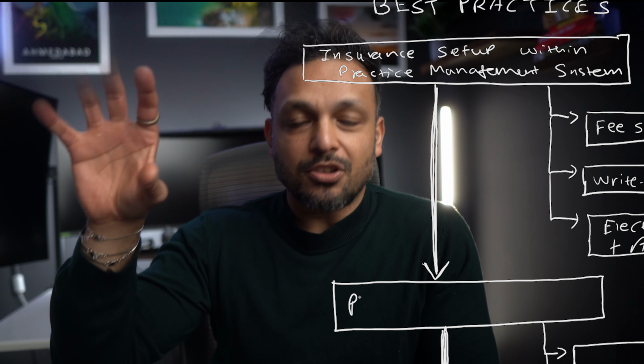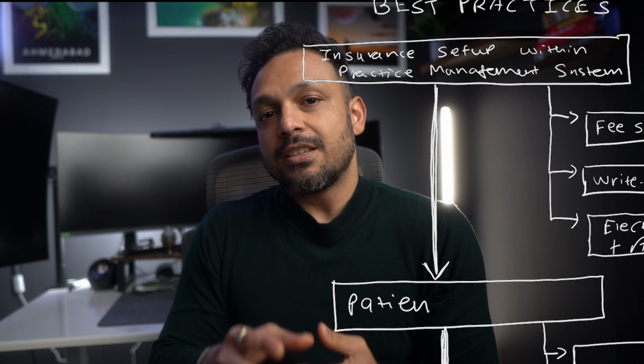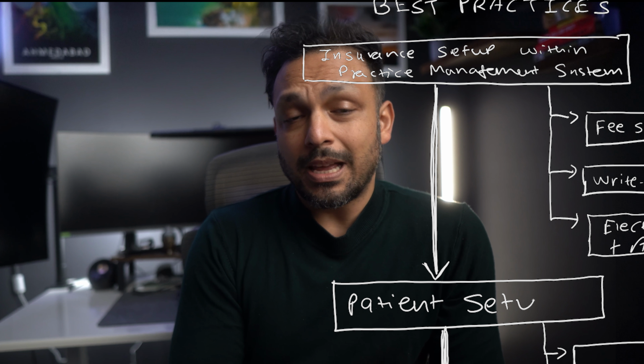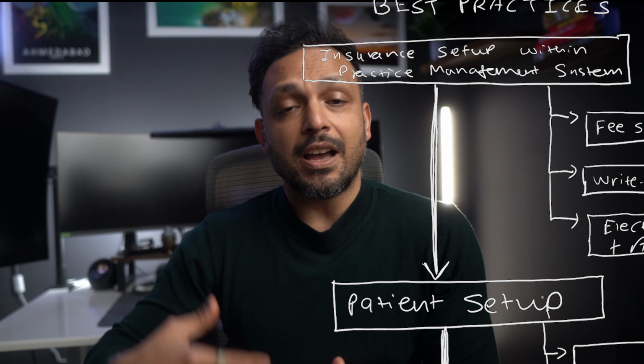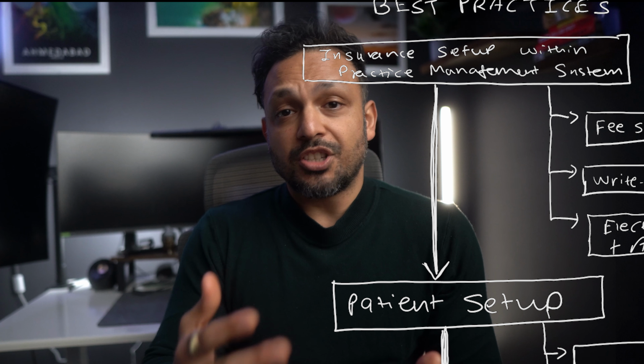All right, let's move on to the next important step. Now, we've talked so far about the setup of insurance within the practice management system. The next important step is the patient level setup. Now, this is the stage at which you're either adding an insurance plan for a patient or family or modifying an existing plan. If a patient changed insurance plans or they tell you they have the same plan, but they opted for more benefits, you're going to need to edit an existing insurance plan with updated benefit information.